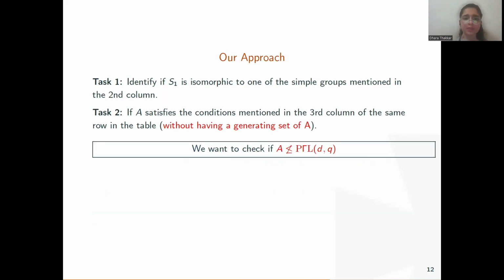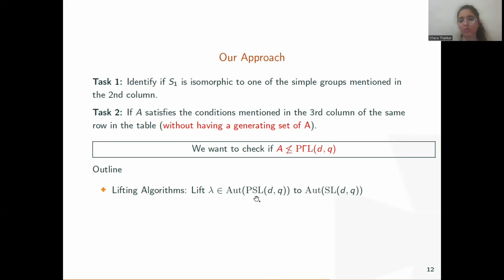Let me just give an outline here, and we will see the proof idea in a moment. To do so, we have designed two algorithms, which is a crucial part. One is the lifting algorithm, where we lift an automorphism of PSL(d,q) to an automorphism of SL(d,q). And this is not trivial because here we have a quotient group and we want to lift a map from a quotient group to an actual group, and that is not usually doable.